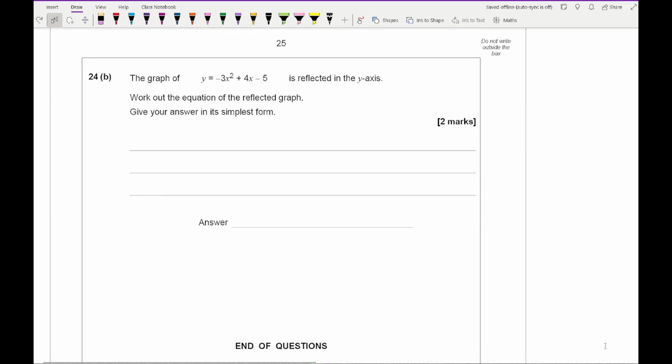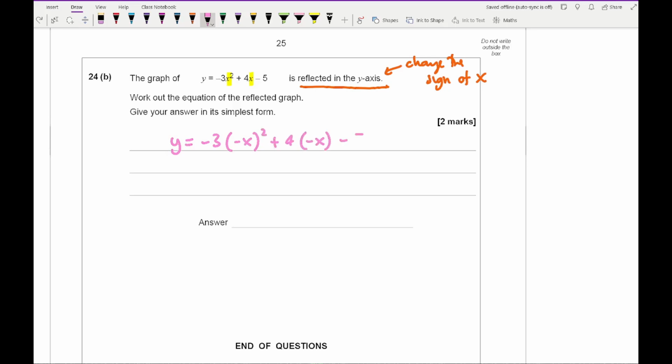Then moving on to 24b, which is our last question, it says the graph of y equals minus 3x squared plus 4x minus 5 is reflected on the y-axis. Work out the equation of the reflected graph, give your answer in its simplest form. Well, if it's been reflected on the y-axis, what you need to do is change the sign of x. So if I just highlight where my x's are, I just want to rewrite the equation, making sure you're writing y equals. So I've got minus 3, here I'm going to have minus x squared plus 4 lots of minus x, take away 5.